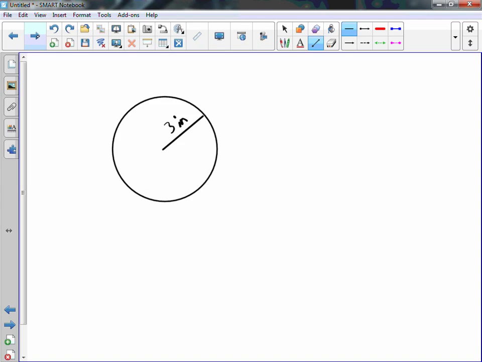Okay, so here we go. We have two different types of problems, one where they give us the radius and one where they give us the diameter. This first problem, they give us a circle with a radius of 3. So r in this problem is 3 inches. Well, let's plug that in to find its area. The area of this circle is pi r squared, so pi times 3 squared. Well, 3 squared is 9.